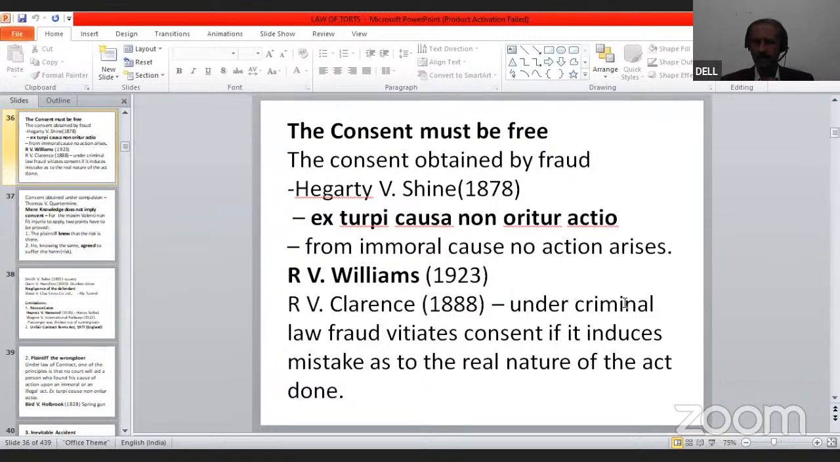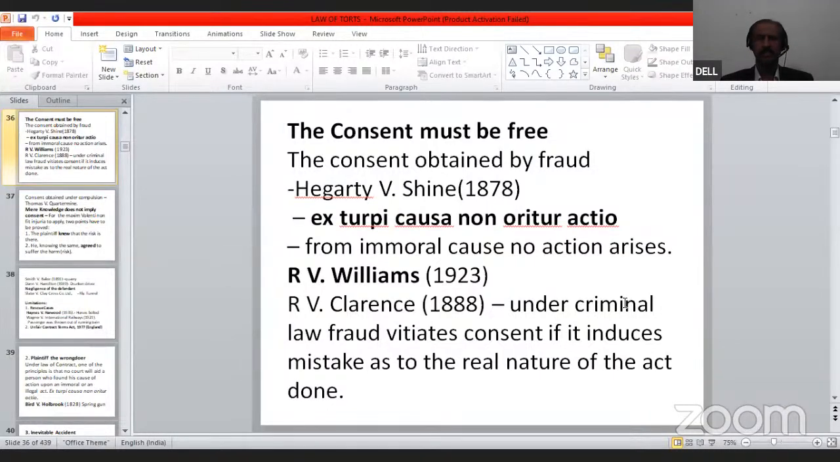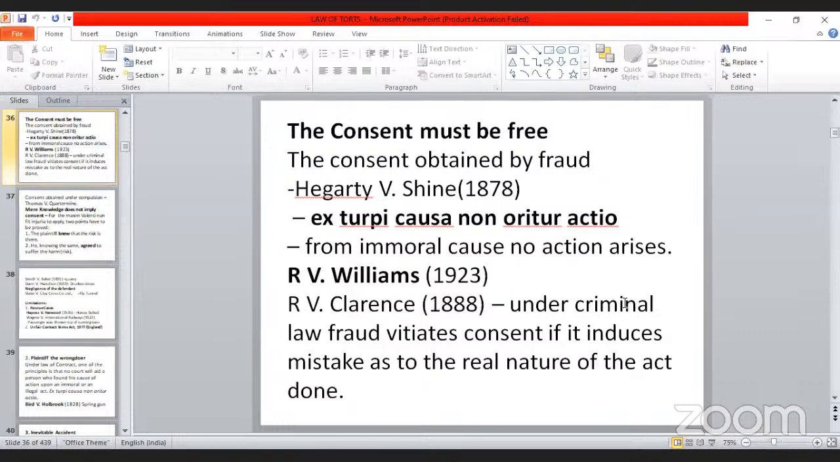She was happy and agreed. Yeah, okay, I will undergo an operation. But he took her to a room and committed a rape. And while committing the rape, while having sex, he made a statement that this is an operation to improve your voice. Okay, fine.